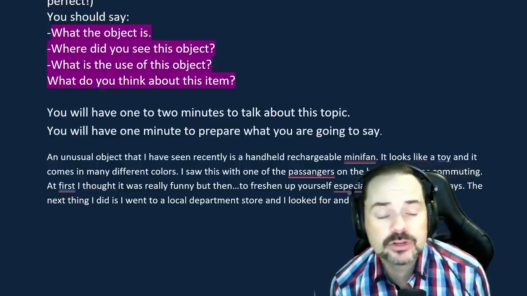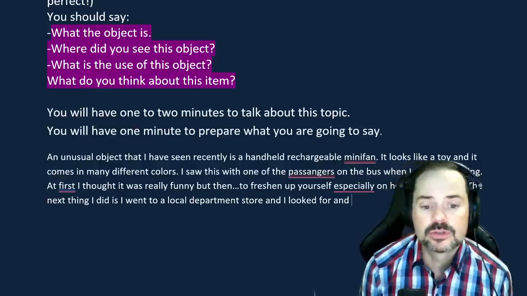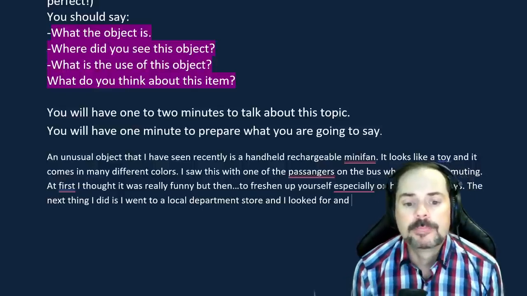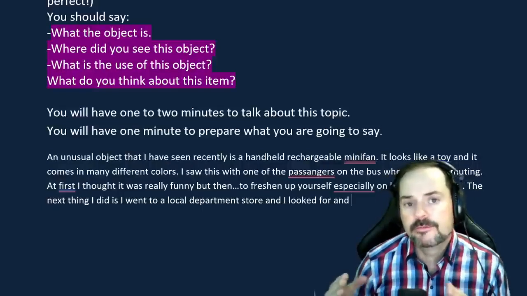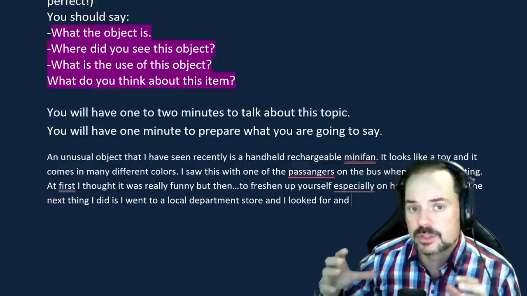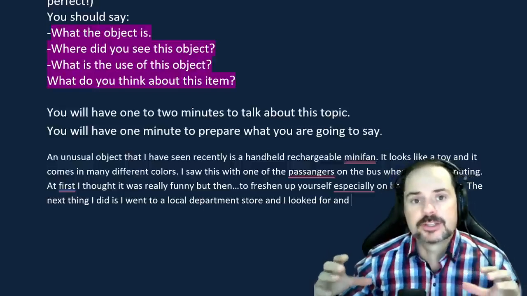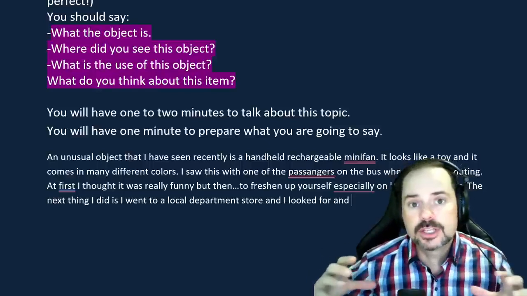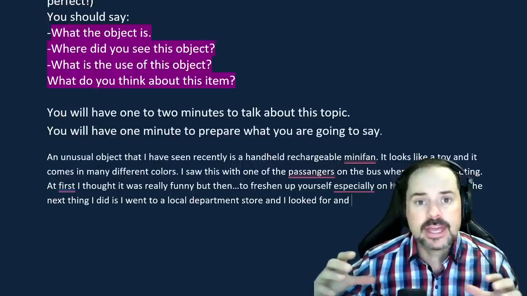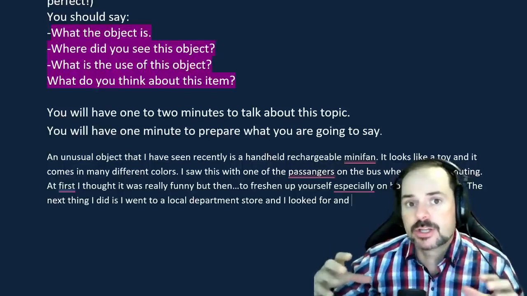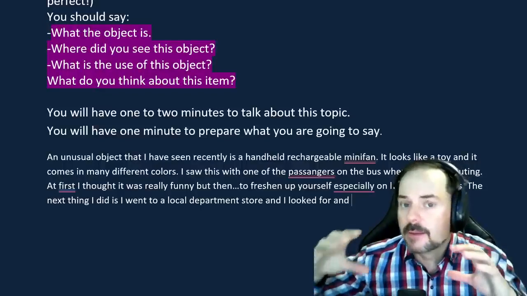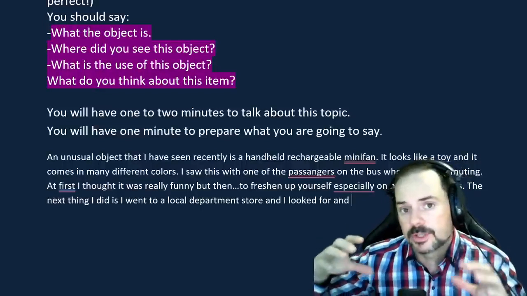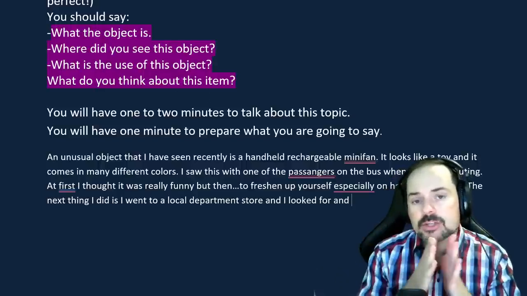And then you gave me your experience. So you said at first I thought it was really funny. So you didn't follow the same structure that we talked about. Remember the structure? It's appearance, origin, usage, how you use it, and then it's the function and its value, right? So you mix that up a little bit, which is not the end of the world. It's okay. But it's easier if you keep the same.